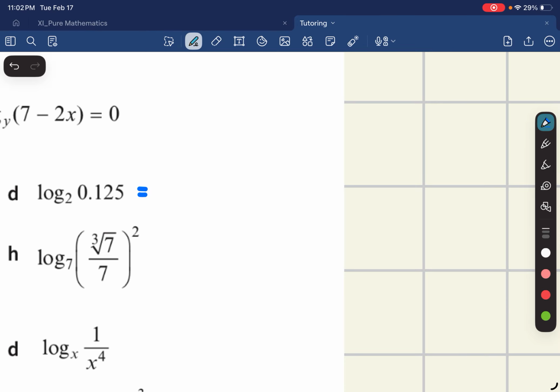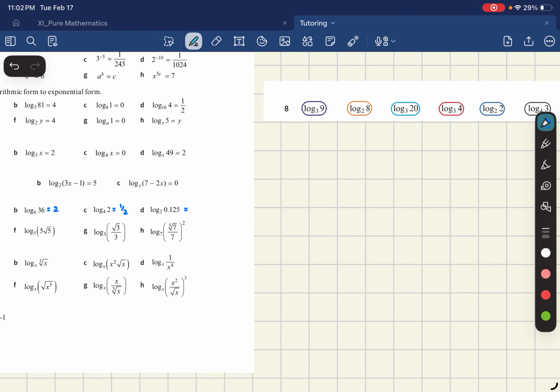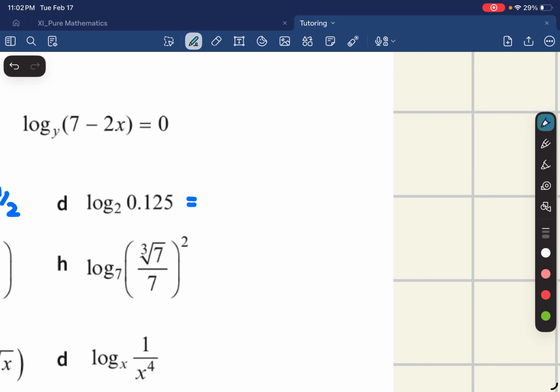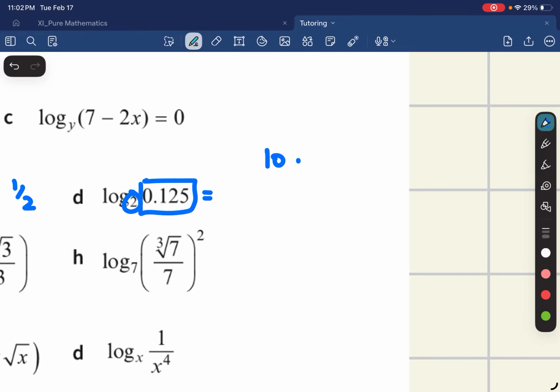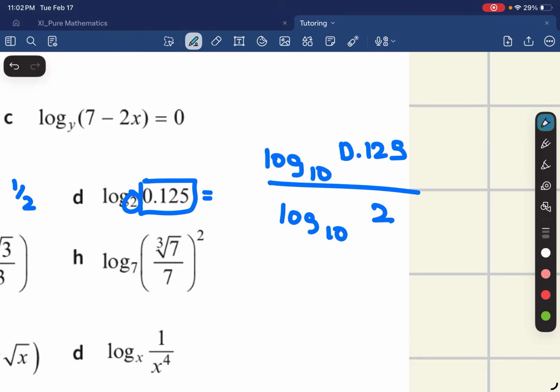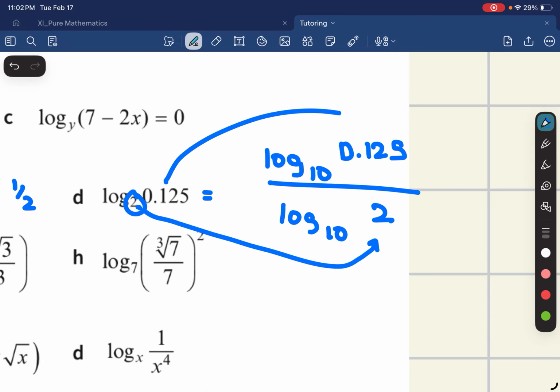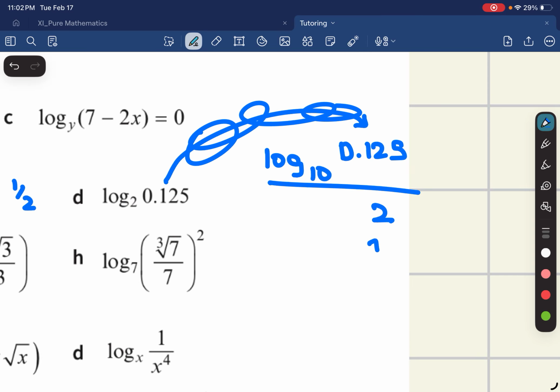Oh, this is good. So how would you approach questions like this? If you don't know how to express this as a power of 2, then one thing you can do is use the change of base, and we'll prove this in a later video. But if you don't know how to write it in the base that you are given, you can say that it is actually log base 10 of 0.125 divided by log base 10 of 2. So this 2 as your base should be in the denominator, and then this should be in the numerator, and you have a common base of 10. And this is something that you can solve using your calculator.